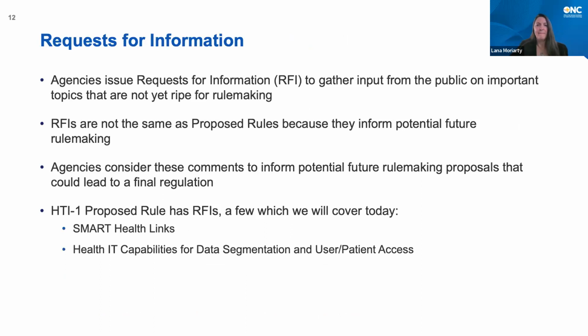Next slide. In addition to including requests for information or RFIs in a proposed rule, sometimes ONC just issues RFIs. Early in 2022, we published an RFI in the Federal Register that focused on electronic prior authorization. The RFI included a specific set of questions for the public. We received over 140 public submissions, which included many pages of comments, and we plan to use those comments to inform future regulatory activity.